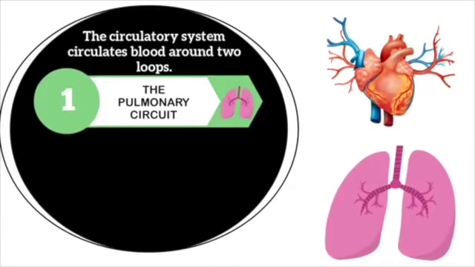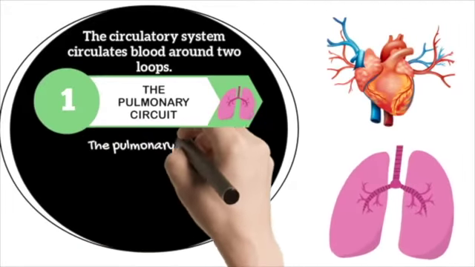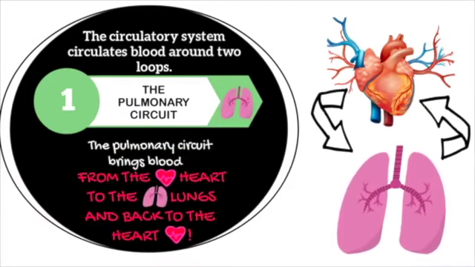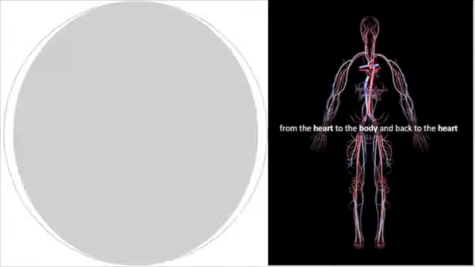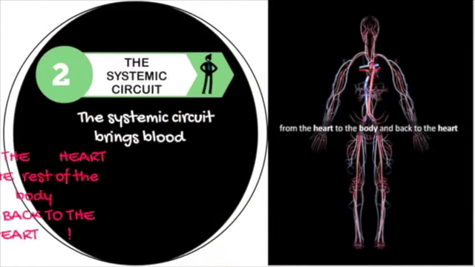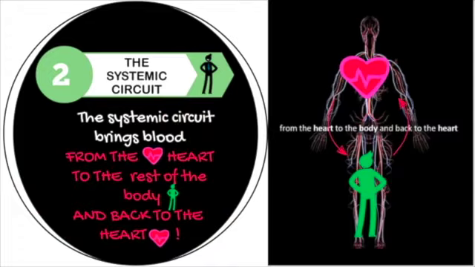The circulatory system circulates blood around two loops. The first circuit is the pulmonary circuit. The pulmonary circuit brings blood from the heart to the lungs and back to the heart. The second system is called the systemic circuit. The systemic circuit brings blood from the heart to the rest of the body and back to the heart.